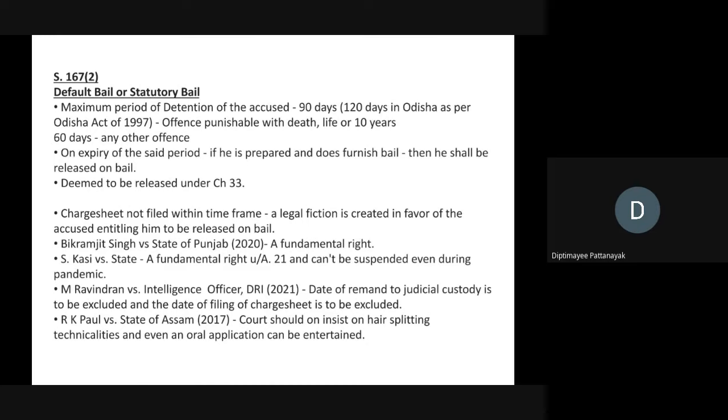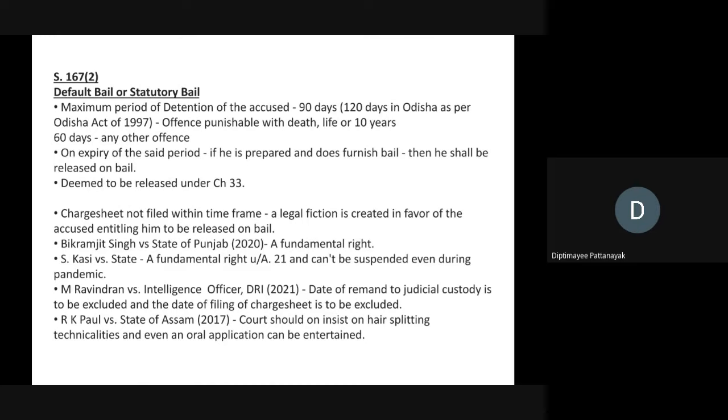All these bails are to be treated as if he has been released under Chapter 33, that is, the normal chapter on bail. So all the provisions of that chapter shall by and large also be applicable to section 167 clause 2, because there is a deemed clause here. So, as we discussed, if the charge sheet is not filed within the time frame, then a legal fiction is created in favor of the accused, entitling him to be released on bail. This is the bare provision, but there are very many confusing ingredients of this section, and we'll discuss them through case laws.